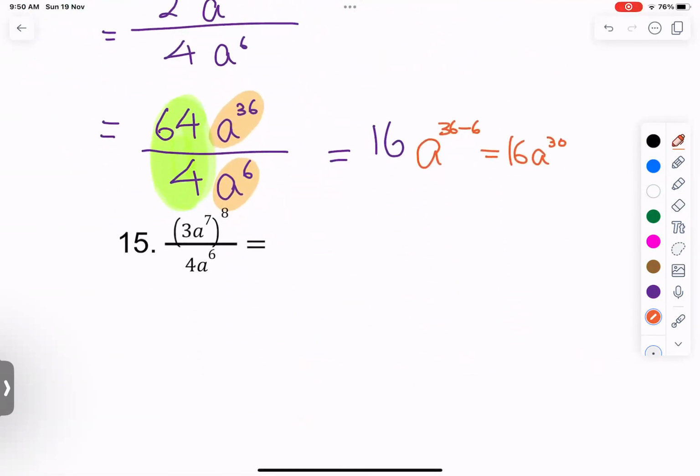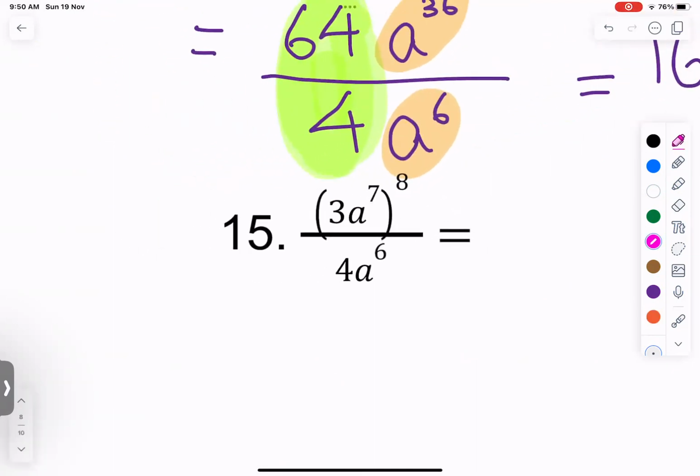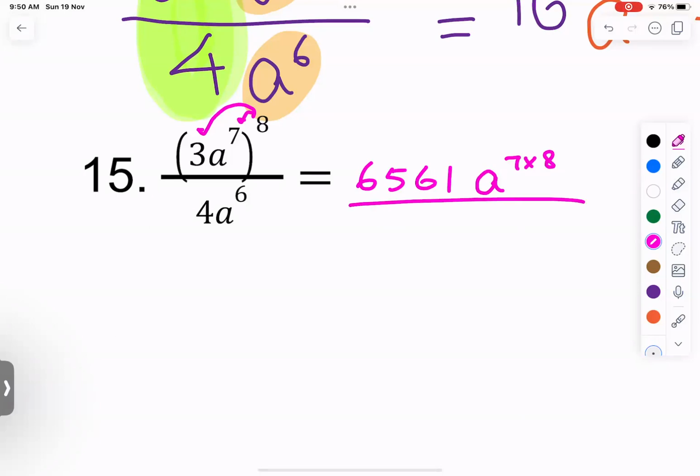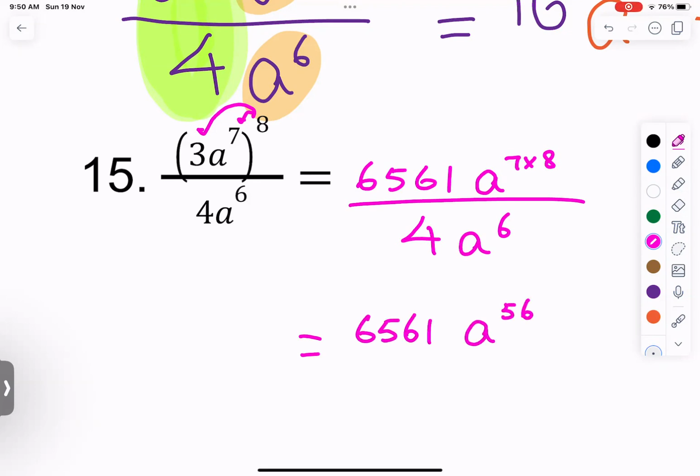It's totally fine. The power 8 goes to the inside first. 3 to the power of 8. You can use the calculator or you can do it by hand, 3 times 3 times 3 times 3, like that 8 times. So you get 6561. 7 times 8 is 56. So 56 over 4.